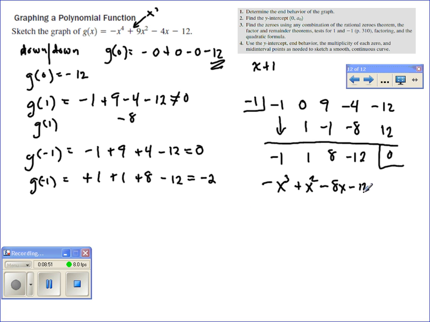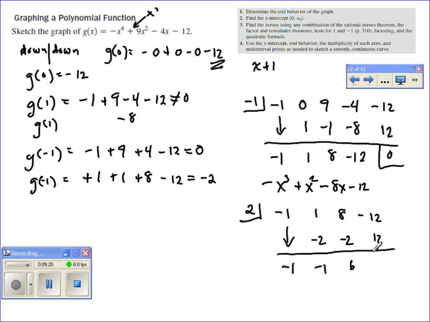Let's try the factor 2. To do that, I'll use synthetic division. It's an involved process. You just got to work your way down and try them out one at a time. Negative 1 times 2 is negative 2. Negative 2 that, negative 1. Negative 1 that, negative 2, right? 6 times 2 is 12. Ooh, very nice. Makes a 0, meaning x minus 2 is a root.